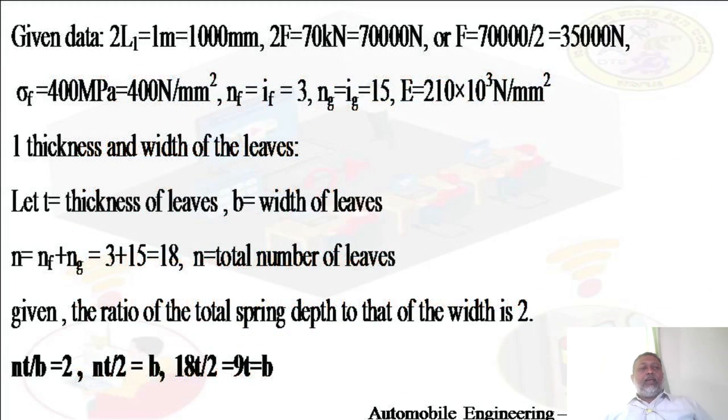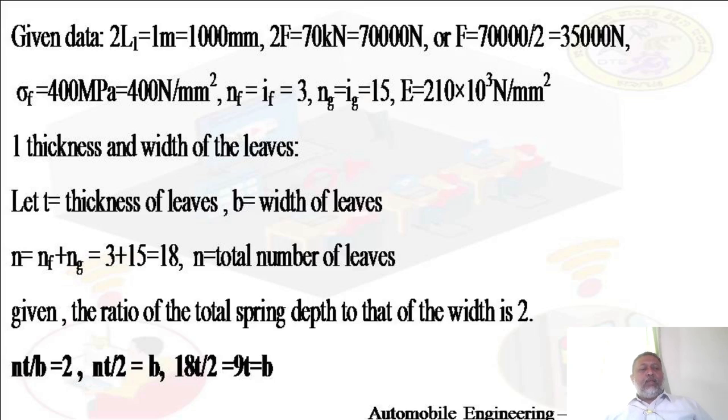So write down the data. 2L is given 1 meter, 1000 mm, 2F is given 70,000 newton, and F is equal to 2F divided by 2, that is 35,000 newton, and sigma F is equal to 400 megapascal. NF is equal to 3, NG is equal to 15. Total number of leaves will be 15 plus 3 is 18.